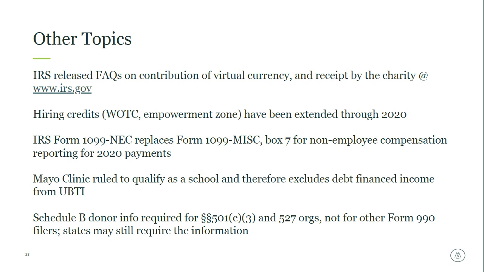Mayo Clinic was the parent organization of several hospitals and clinics, and it also had a college of medicine and science. That college, in turn, comprised 5 distinct medical schools and other degrees. So the IRS was trying to say no, they're not a school, but the courts ruled against them and said no, they do qualify as a school.